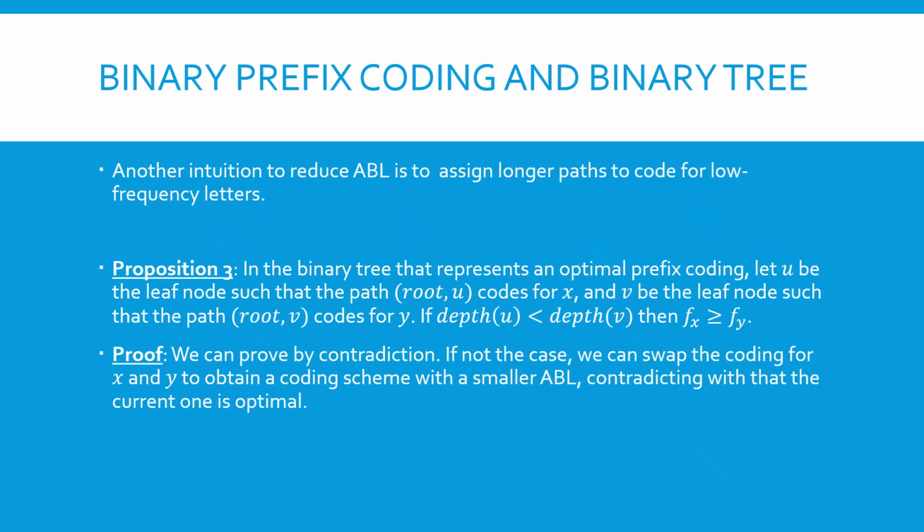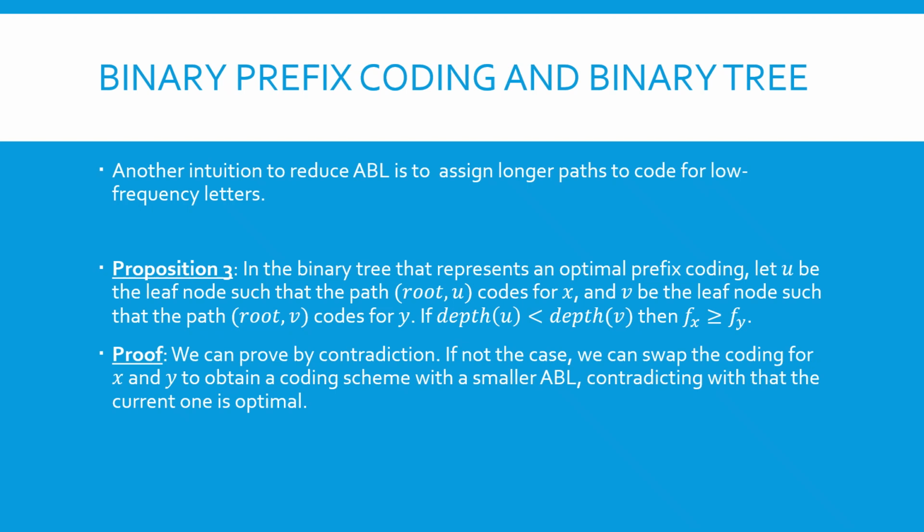Next, we discuss another important property of an optimal prefix coding tree. Since our goal is to minimize ABL, Proposition 3 states that characters with lower frequencies should be assigned to deeper leaves. We prove this proposition by contradiction. Assume there exists an optimal tree that assigns character X to a leaf node U and character Y to leaf node V, such that Fx is greater than Fy, but depth of U is less than depth of V.